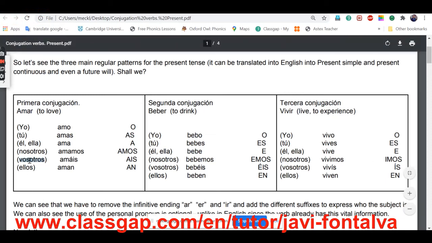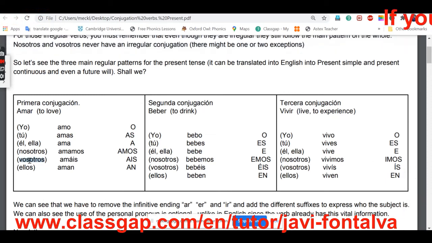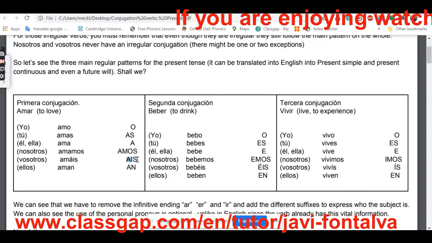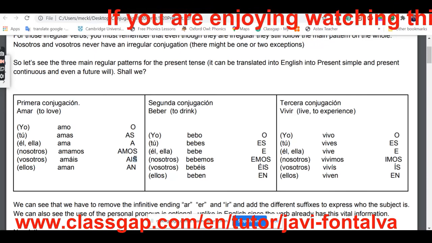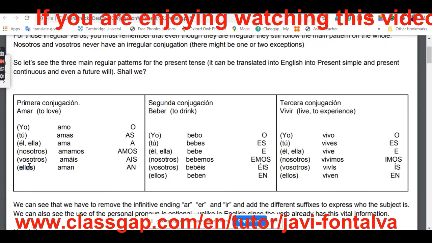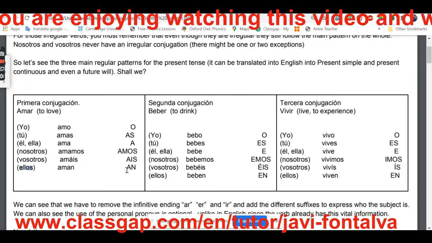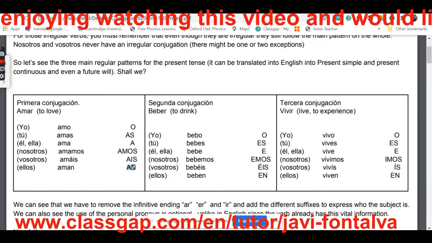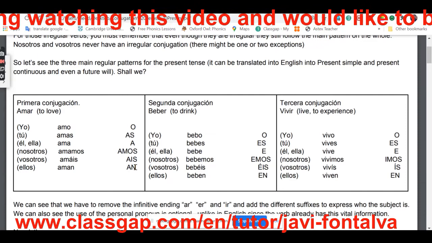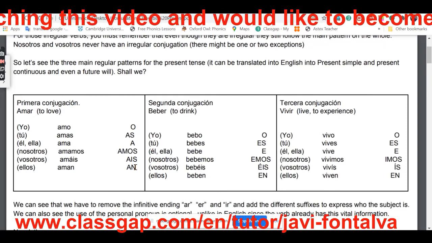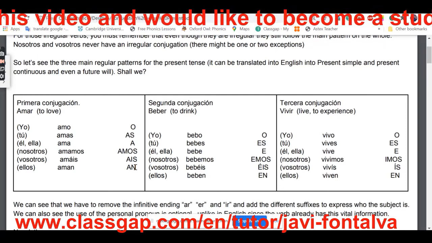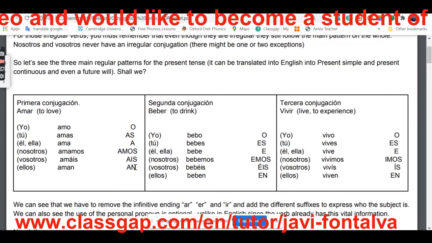Now, when you mean you all, or all of you, you're gonna have a vowel, or two vowels, and then an S, right? And finally, for they, you're gonna have a vowel plus an N, right? So these three patterns, this is what we call regular conjugation.